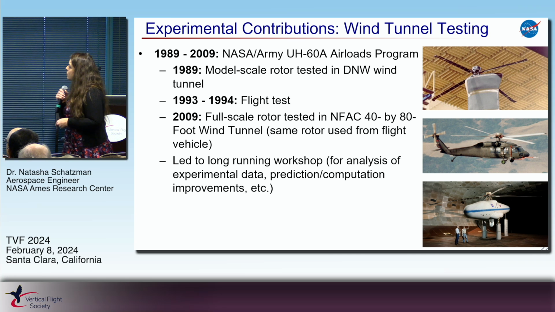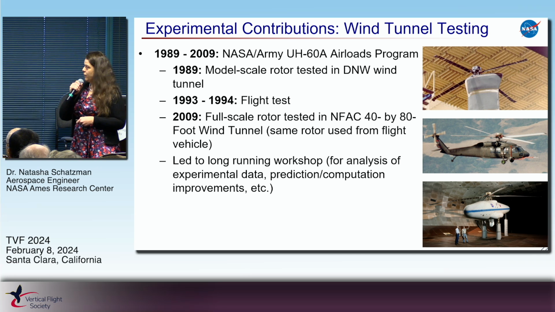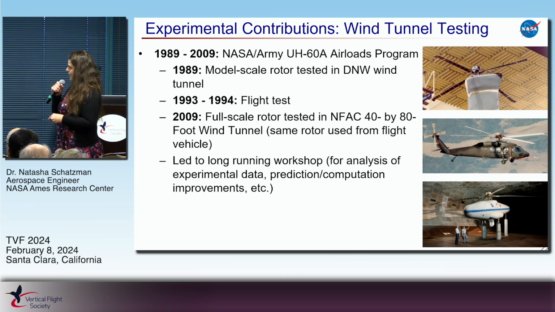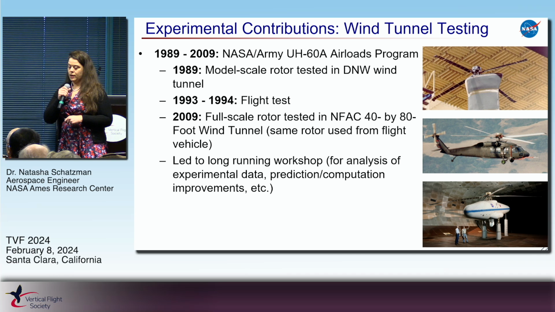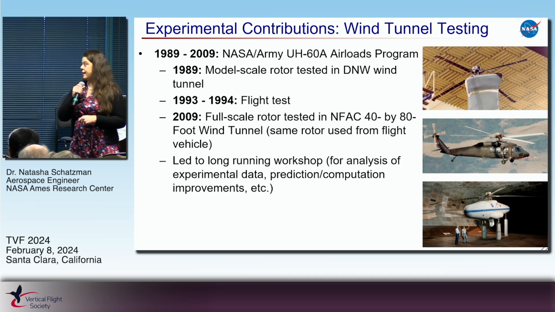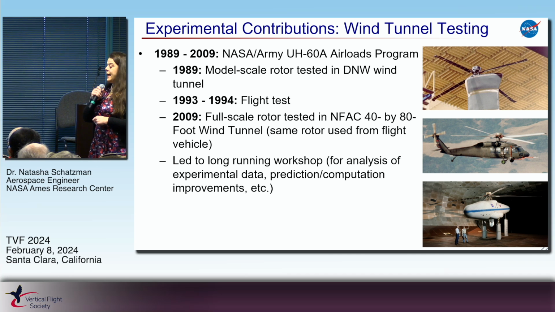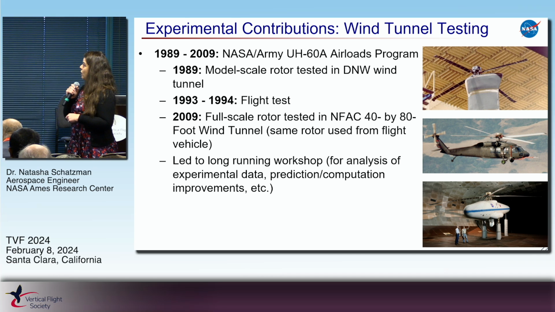All right, so from 1989 until 2009, the NASA Army had the UH-60 airloads program. In 1989, they first conducted a model-scale rotor test in the DNW wind tunnel. Then there was a full-scale flight test from 1993 to 1994. After that, they took that same rotor and put it in the NFAC 40 by 80 foot wind tunnel in 2009, going from model scale to flight tests to wind tunnel test.